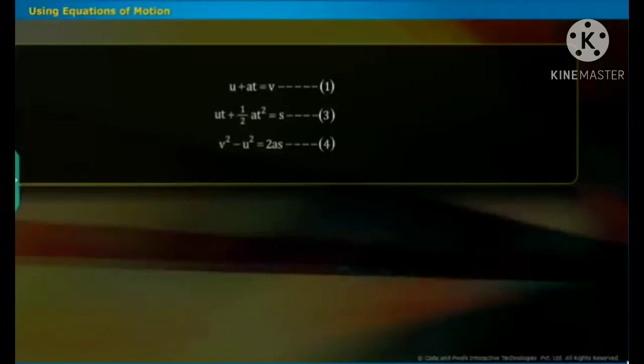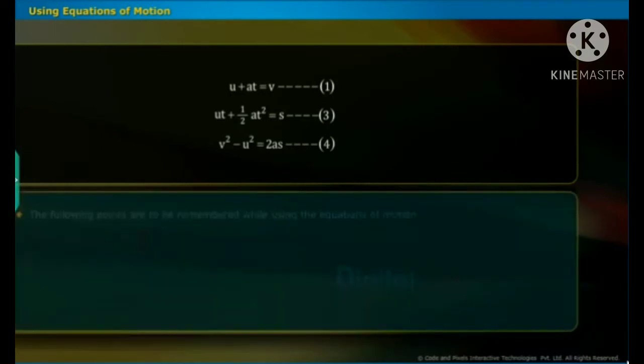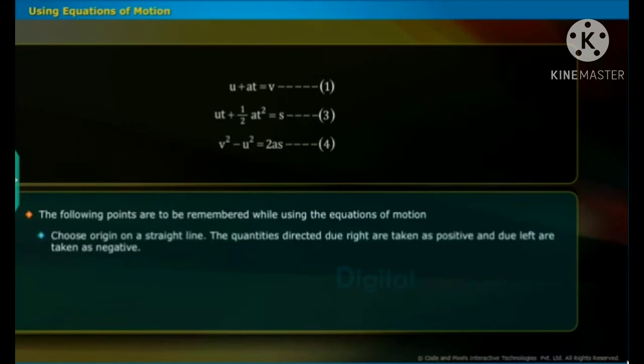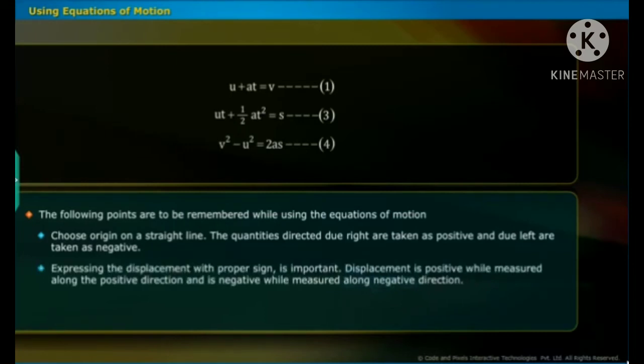Now, let us study a few important points that ought to be remembered while using the equations of motion. Choose the origin on a straight line. The quantities directed due right are taken as positive and due left are taken as negative. Expressing the displacement with proper sign is important. Displacement is positive when measured along the positive direction and negative when measured along the negative direction.